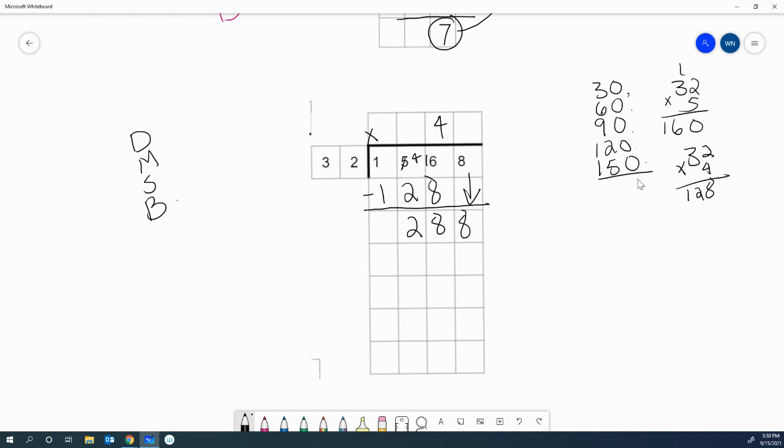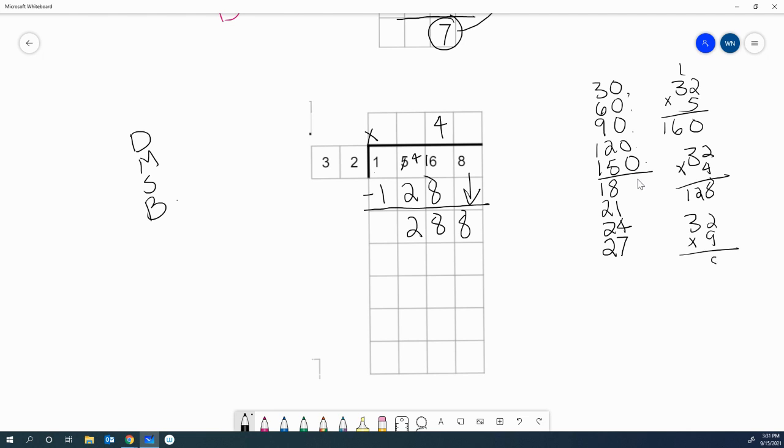So I stopped at 15. I know that 3 times 6 is 18. 3 times 7 is 21. 3 times 8 is 24. And 3 times 9 is 27. So I'm going to guess that it's 32 times 9. That might be too high. It might be 8, but we're going to try it.